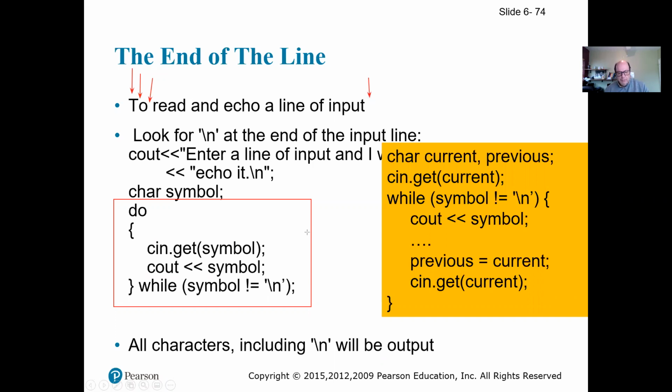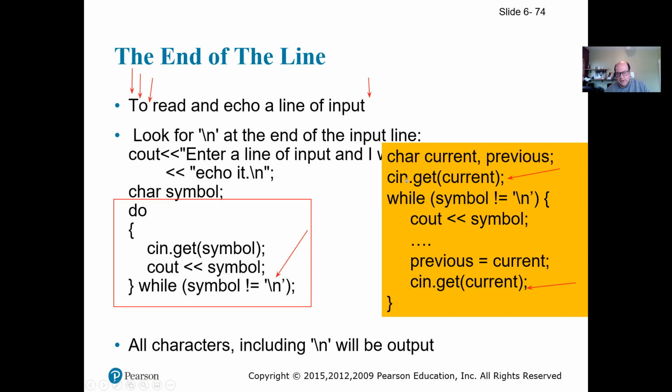We're going to be looking for \n. And my version of the same thing is, as I said before, I don't like to use do while, so I use a while loop all the time. For the while loop to work, I have to have a get before the while loop and a get at the end of the while. So I'm going to read one character. If it's not \n, I do my processing, and then I read one at the end.